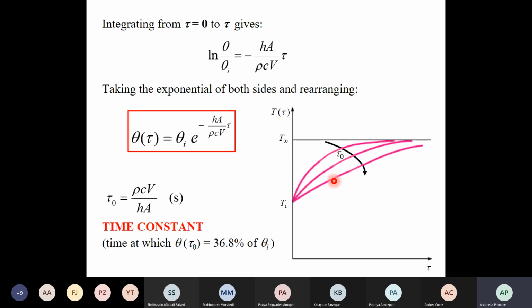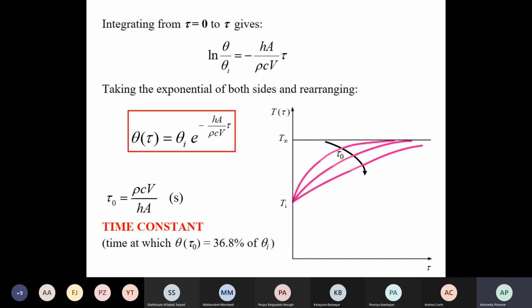And the velocity, the slope of this behavior depends on what? Depends on this tau zero. Tau zero is this expression here. This is the exponent of this exponential formulation in the solution, that is called time constant. This time constant is the time at which the solution theta reaches the 36.8% of the theta I.